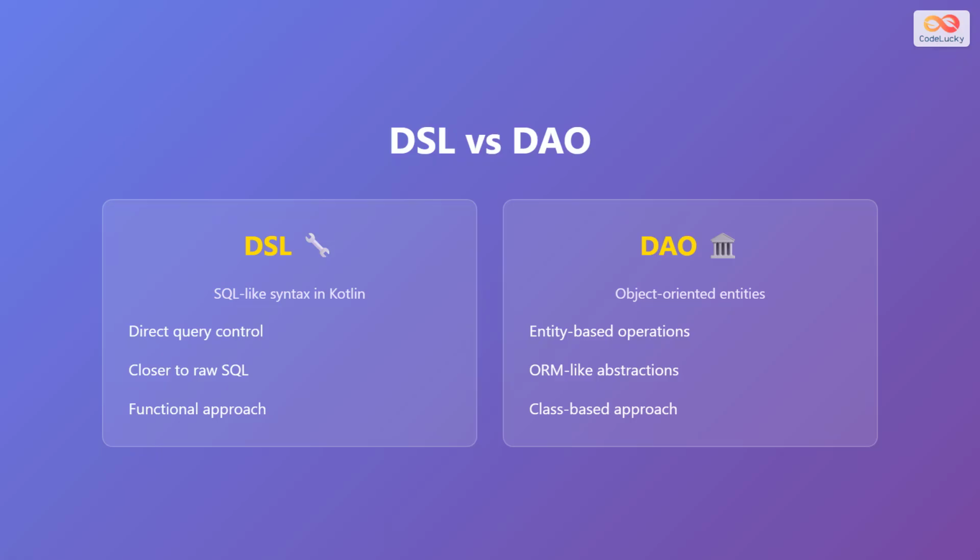Let's understand the two approaches Exposed offers. The DSL approach provides SQL-like syntax directly in Kotlin, giving you direct control over your queries. It stays closer to raw SQL and follows a functional programming approach. On the other hand, the DAO approach is more object-oriented, working with entity-based operations similar to traditional ORM frameworks like Hibernate. It provides ORM-like abstractions and uses a class-based approach. For this tutorial, we'll focus on the DSL approach.